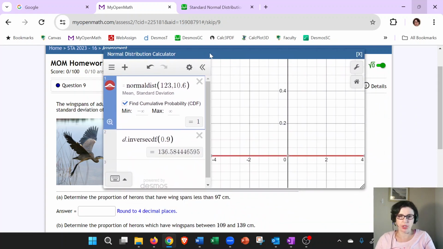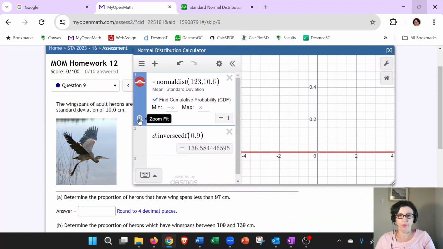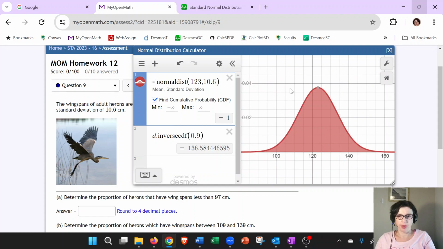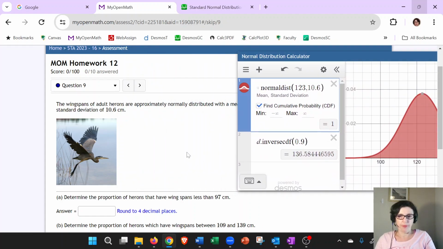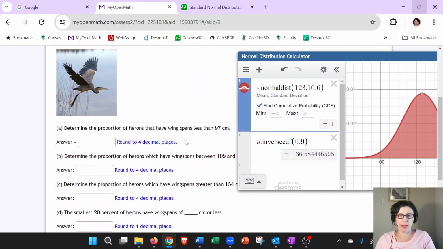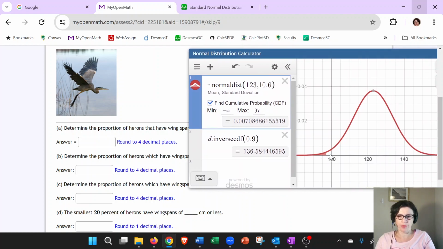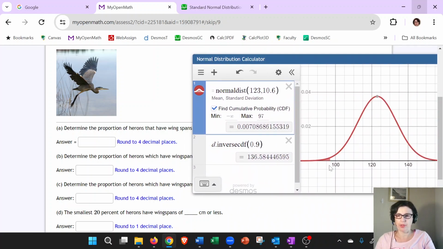So once we change it, we also want to go ahead and zoom fit so that we can see the graph. All right, so if we want less than 97, that means that 97 is going to be the upper bound. So that's going to go 97 over here. And it's also going to shade the curve, right? So you can see how the area to the left of 97 is highlighted. And so this is my answer.